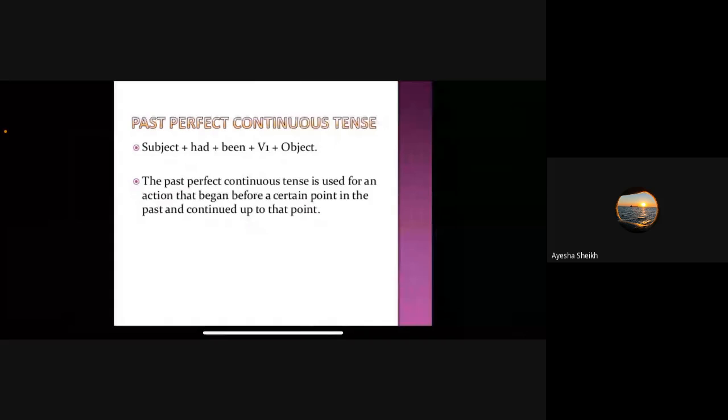Past perfect continuous tense. Subject plus had plus been plus first form of verb plus object. The past perfect continuous tense is used for an action that began before a certain point in the past and continued up to that point. So in past perfect continuous, the action begins before a certain point and continues to that point. It is an action which started a long time back and just got over some time back.